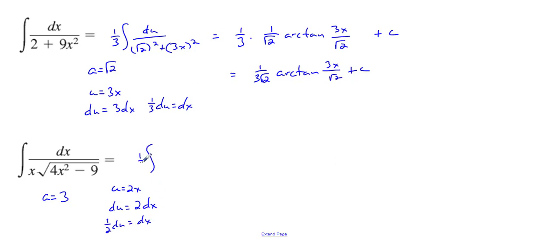So I have a half out in front. I have my du here. I have my square root, and then I have 2x squared, quantity squared, minus 3 quantity squared. We still have an x out here.